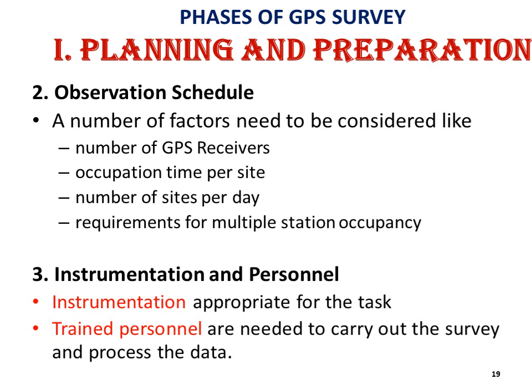Second is observation schedule. A number of factors need to be considered, like the number of GPS receivers, the occupation time per site, how much time has to be spent at each site, the number of sites per day, how many sites have to be surveyed each day, and requirements for multiple station occupancy. Different factors have to be considered to prepare this schedule.